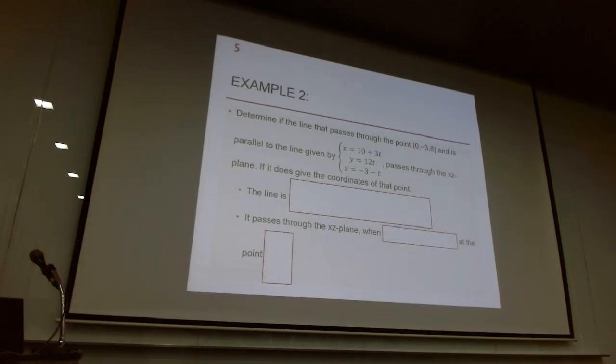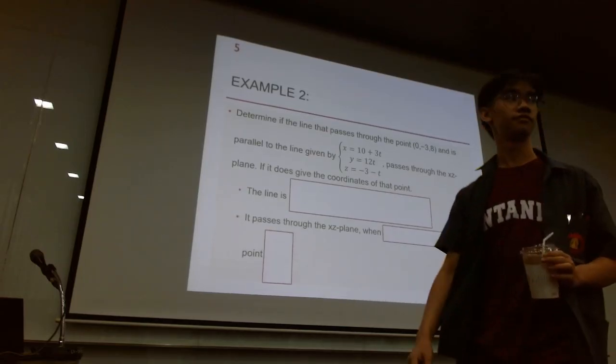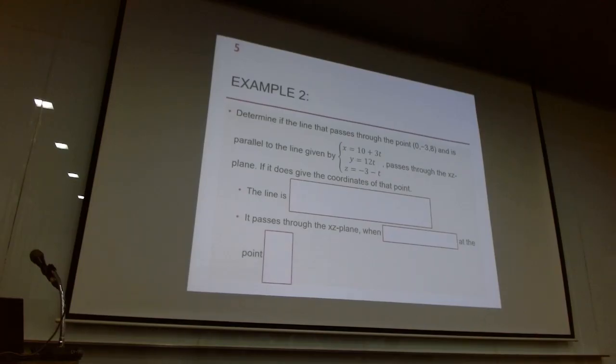We have X, Y, Z. The first one we need to write 10 plus t, the variable. And here we have 3. This one is x. Then y is 12t, so the point is 0, this one row 12. Then the next one, this one is minus 3, then the t is minus 1.